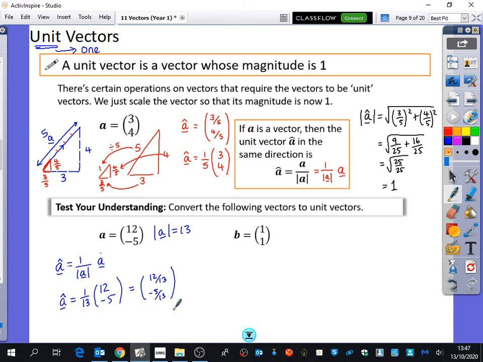Do you have to put the minus in there? You do have to have the minus in there, because if it didn't have the minus in there, it wouldn't be going in the same direction. It wouldn't be the same vector. They need to be going in the same direction, but just with a length of 1.